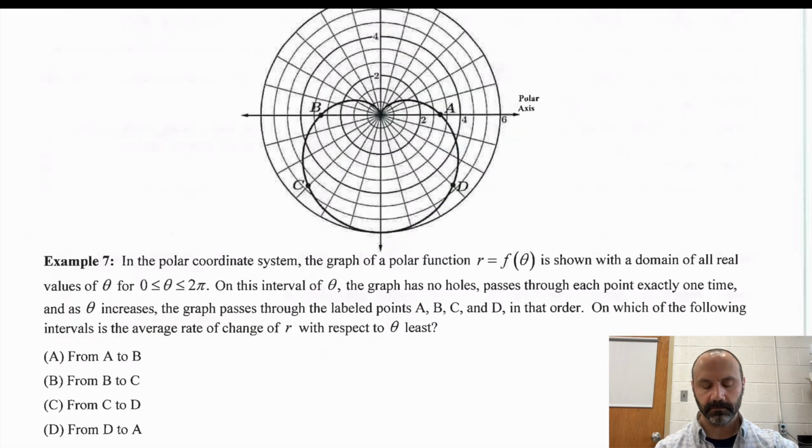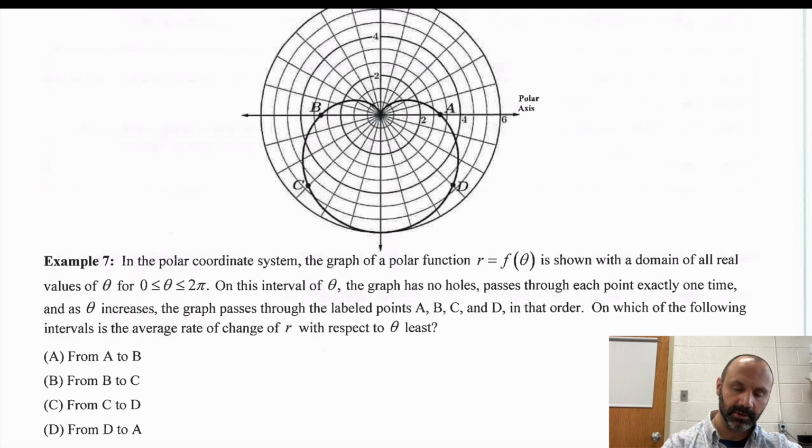In example 7, we're given a graph of a polar function, and we're not given what the function is. We're told simply that it passes from A through B, C, D. So it's going around the way a polar function is normally graphed. And there are no holes, no asymptotes or anything like that, right? Passes through all these labeled points in that order. So now we want to know on which of the following intervals is the rate of change the least.